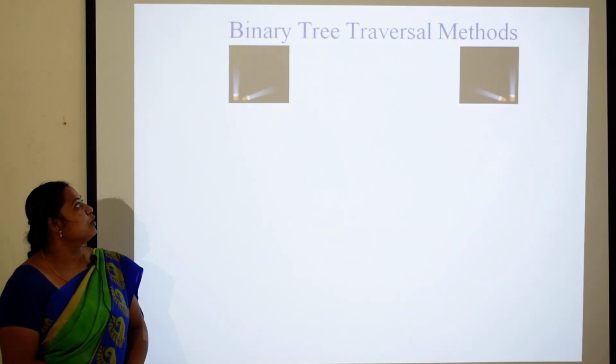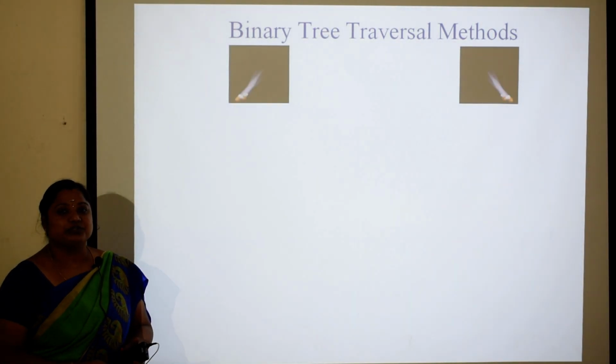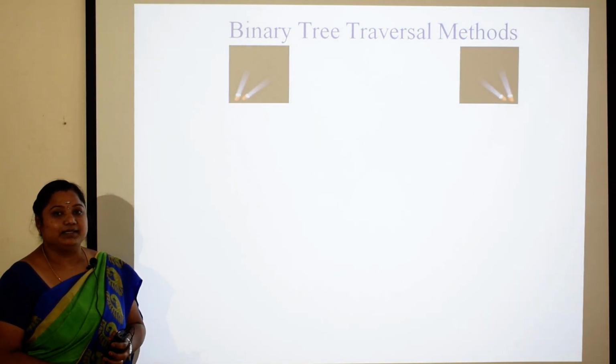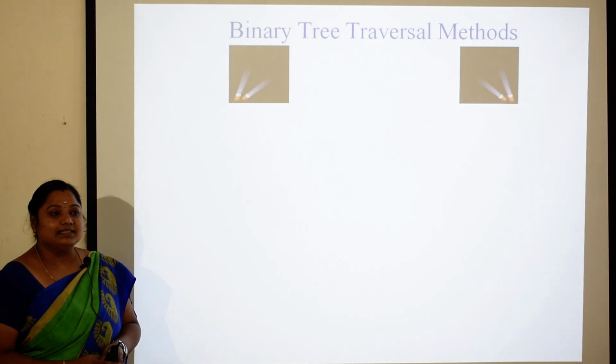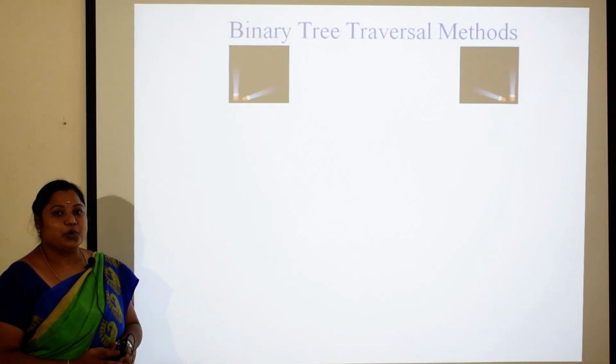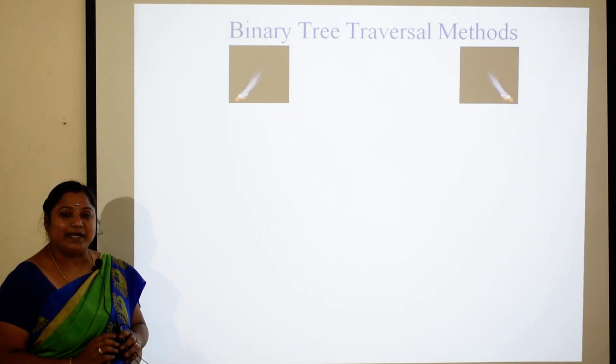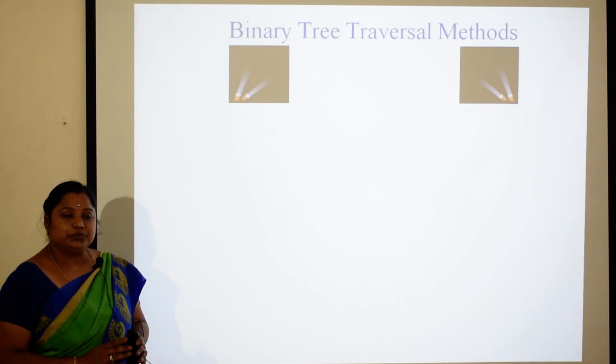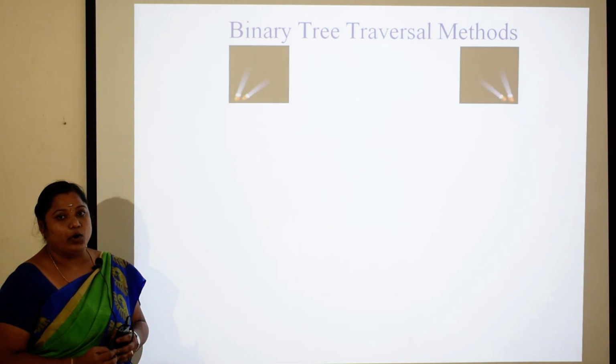Today we are going to see binary tree traversal. First we are going to see what a binary tree is. A binary tree is nothing but a tree structure which contains two children. It should contain only two children, so 0 or 2 children only. The two children are represented as the left child and the right child.